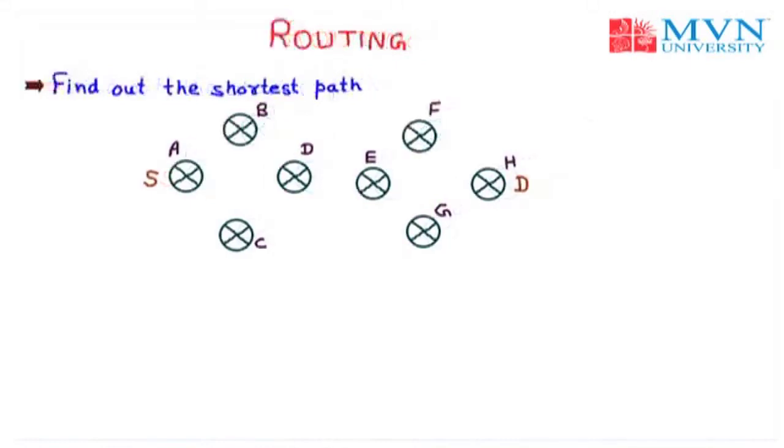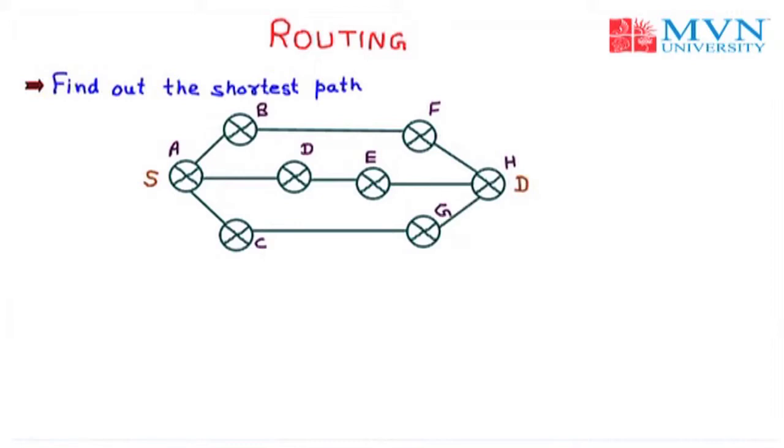Now the connectivity. The connectivity is from router A to router B, then router B to router F, then router F to router H, then from A to D, then D to E, E to H, then A to C, C to G, and at last from router G to router H. So you can see that from source to destination we have three main possible paths. The first possibility starts with router A to B to F to H.